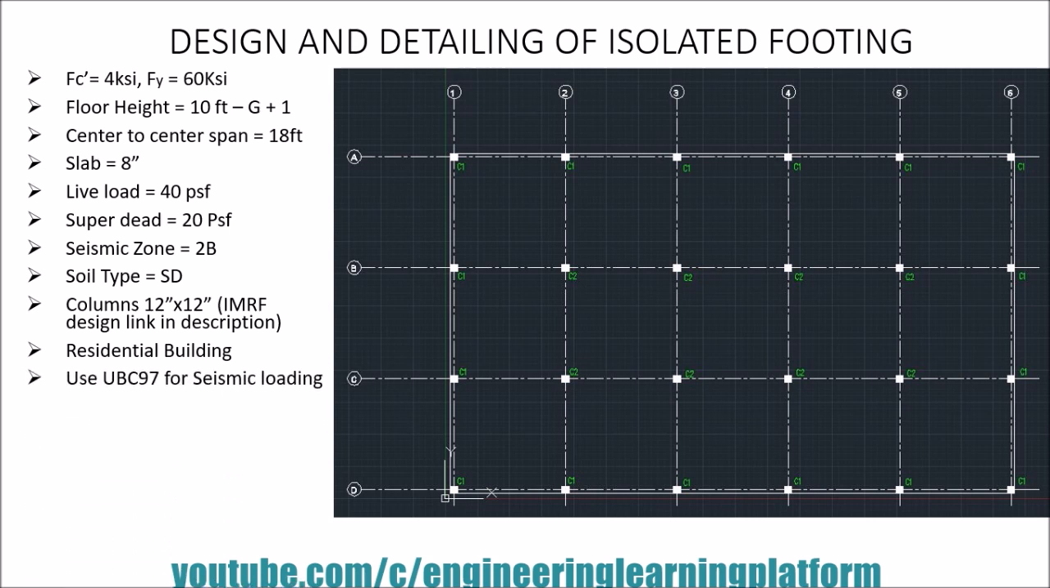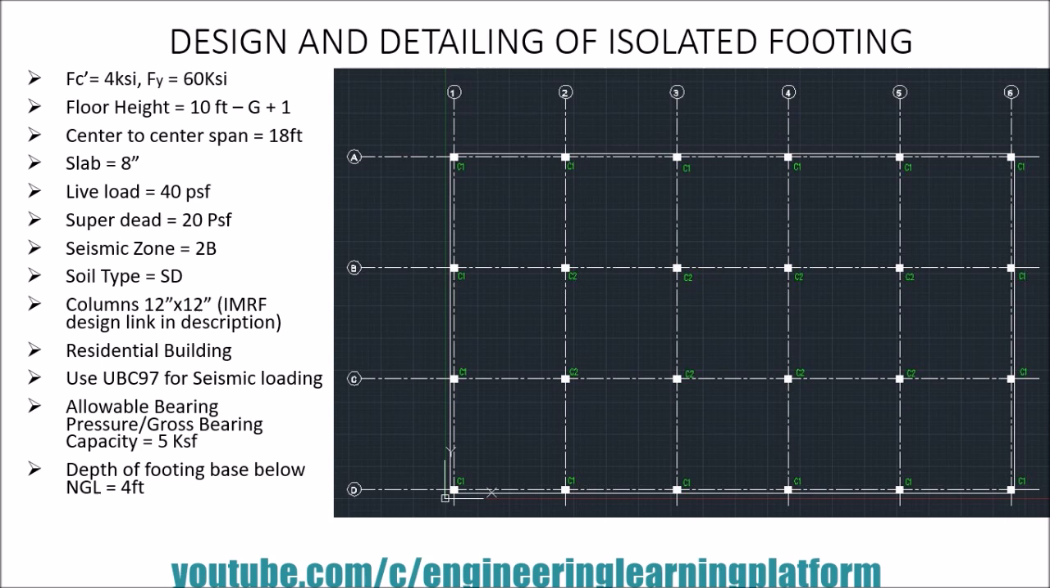We have to use UBC 97 for seismic loading, and the allowable bearing capacity or gross bearing capacity of soil is 5 KSF. Depth of footing base below the natural ground level is 4 feet, and we have to design the isolated footing for the columns shown.